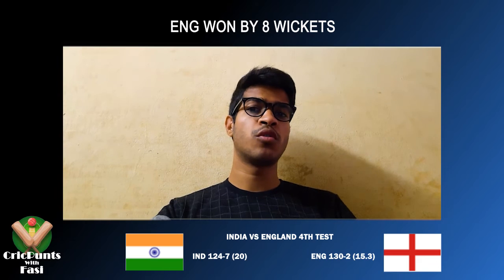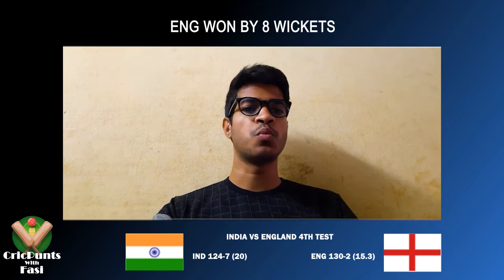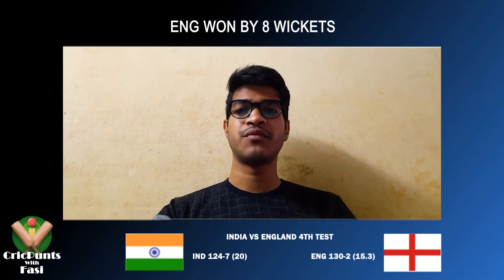They misread how they should go about it on this pitch, which is on the slower side, and tried to go hard from ball 1, and that didn't work. Eventually, India were restricted to 124 for 7.